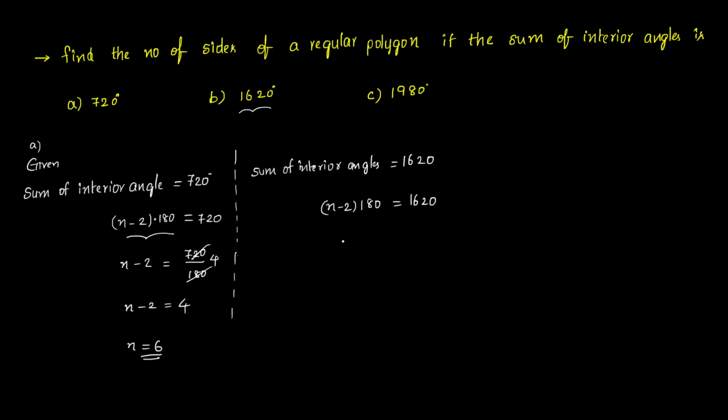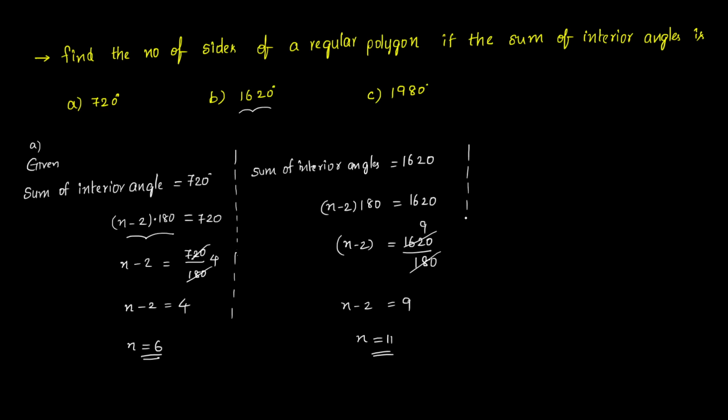So therefore to find n, we have to send that 180 to the other side. It will become 1620 by 180. 18 ones are 18, 18 nines are 162. If you know the 18 table, it will be very simple for you. So n minus 2 is equal to 9. Then n is equal to 9 plus 2, which is equal to 11.